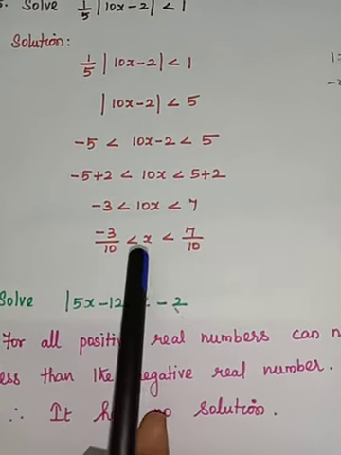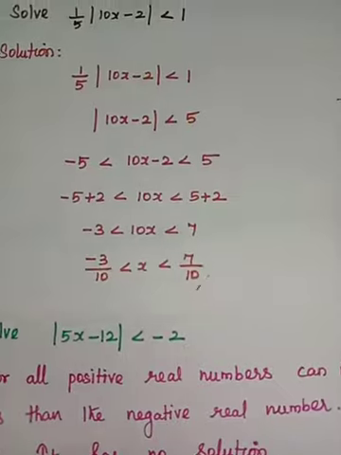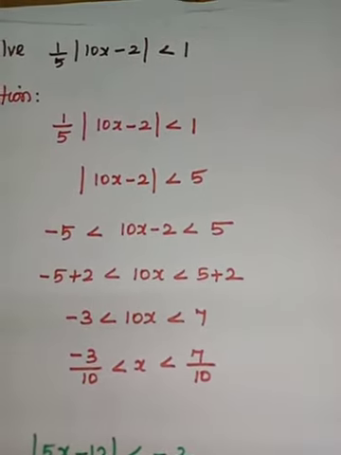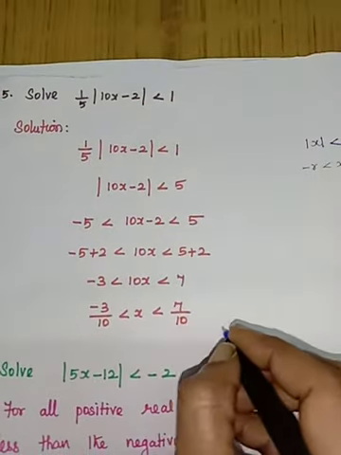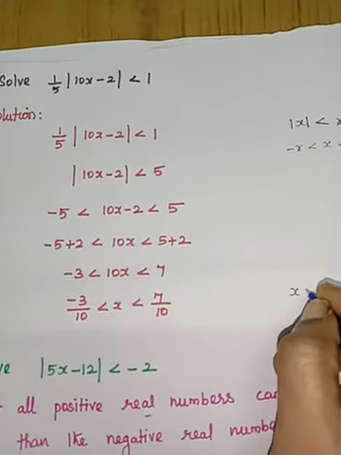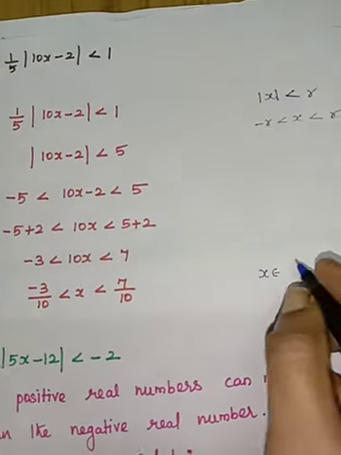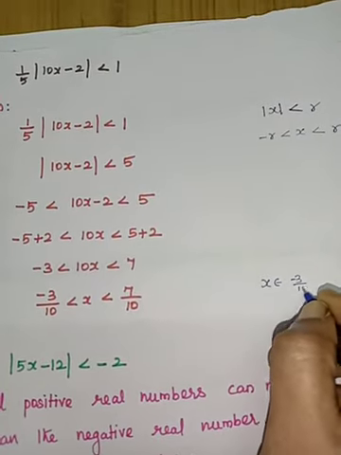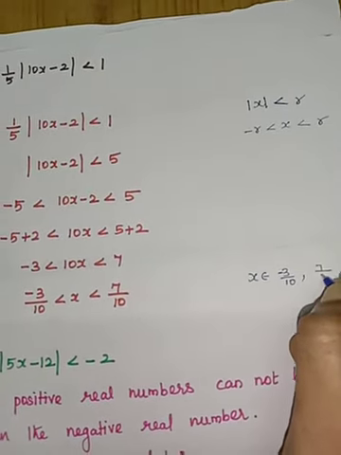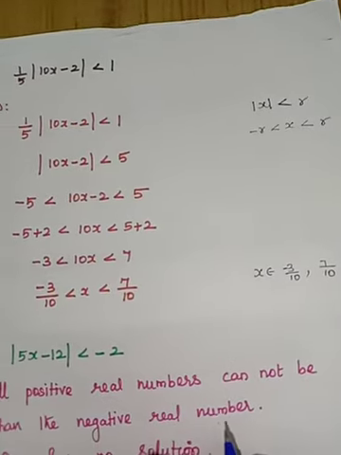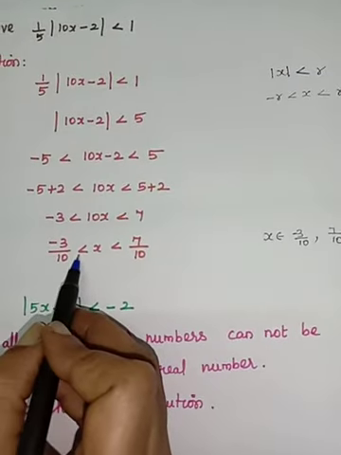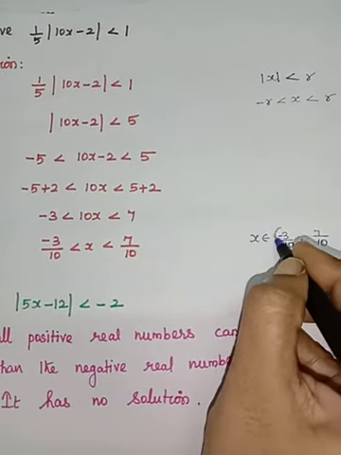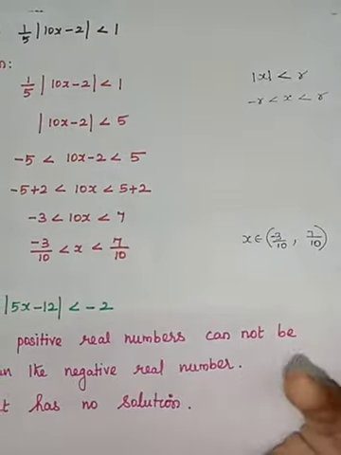So the solution for x, if you want to write it in interval form, how will it be written? In the rough work I have written x belongs to. What is the starting point? It is minus 3 by 10 to 7 by 10. So you have to use the brackets. You see that minus 3 by 10 is not included and 7 by 10 is also not included, so on both sides you have to use parentheses.